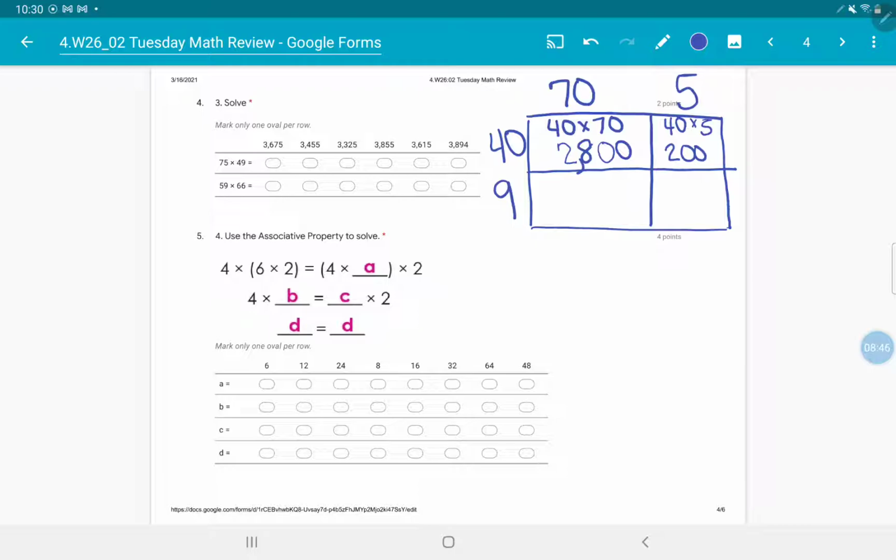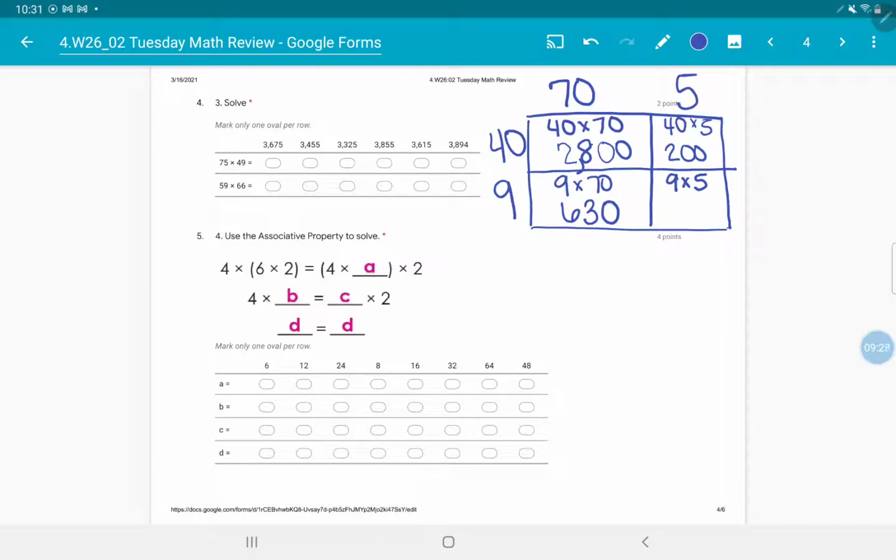Okay. How about this part right here? What am I going to do, Jacob? You are going to multiply 9 times 70. Very good. Which is? 630. Very good. 9 times 7 is 63. I need one zero, so that makes 630. And what am I going to need for this part right here, Alexis? 9 times 5. Do 9 times 5 one more time. What is that? 45.